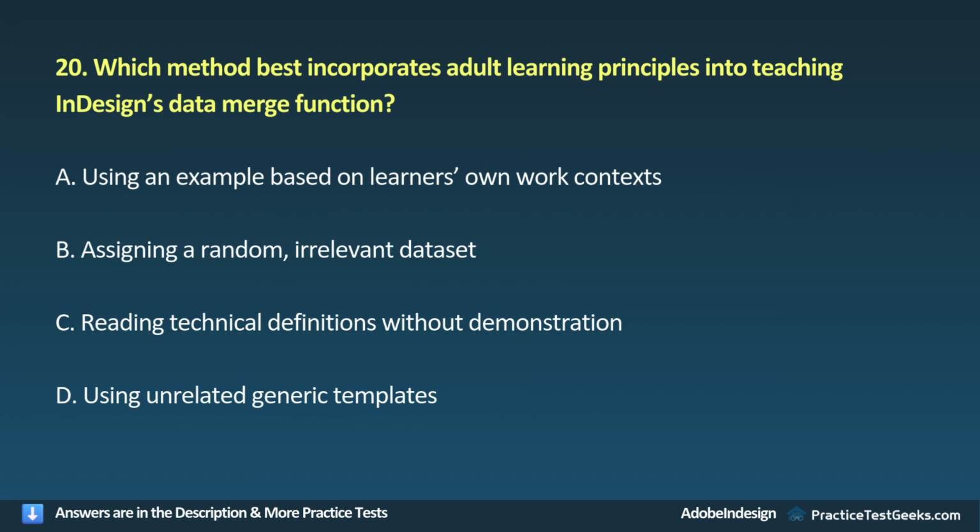20. Which method best incorporates adult learning principles into teaching InDesign's data merge function? A. Using an example based on learners' own work contexts. B. Assigning a random, irrelevant data set. C. Reading technical definitions without demonstration. D. Using unrelated generic templates.